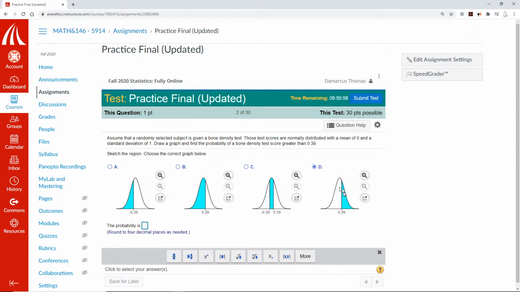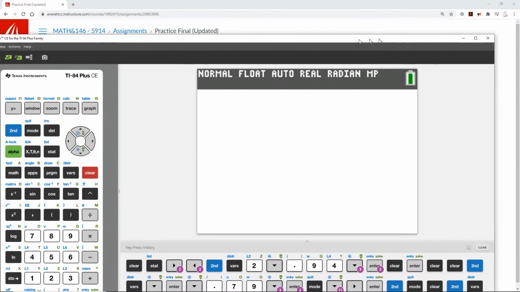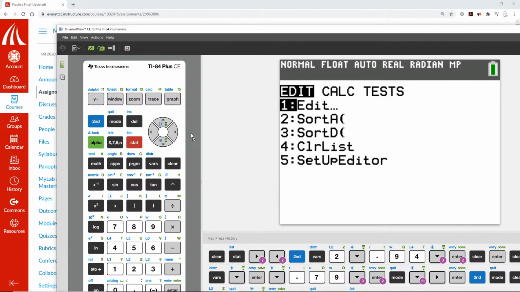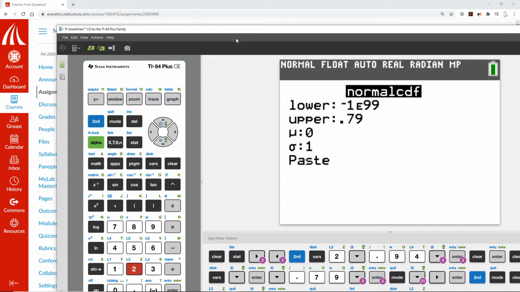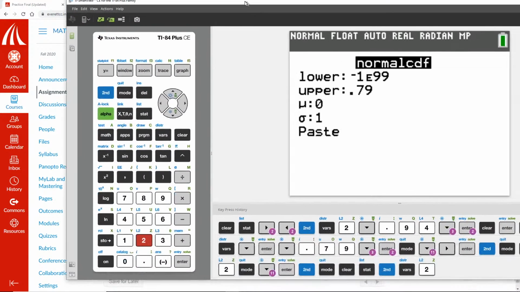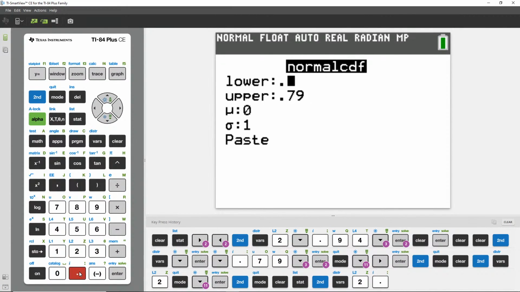And once you go past 3 deviations, you're more than 99% covering every data point in that standard normal distribution. So what we would do is go into second distribute, number 2, normal CDF. Our lower bound this time is 0.39. Our upper bound needs to be some large number.